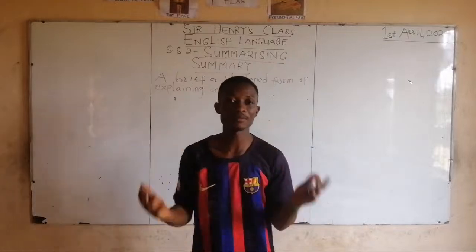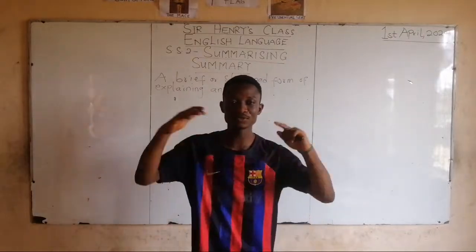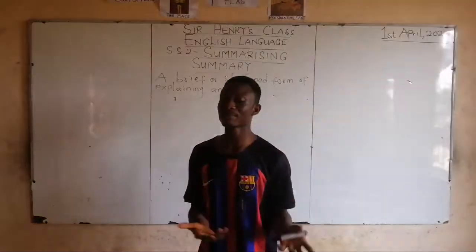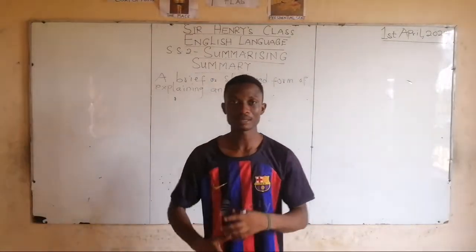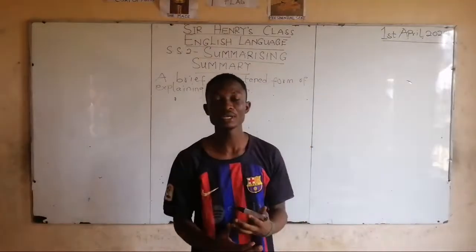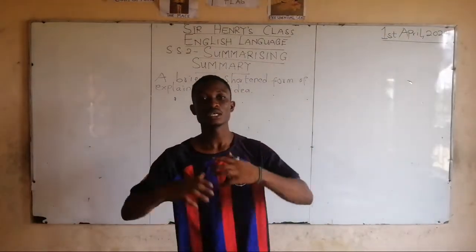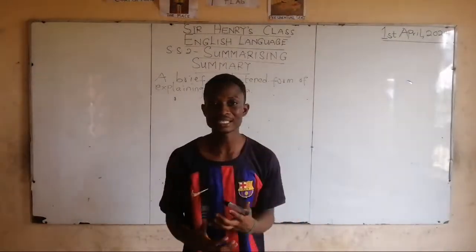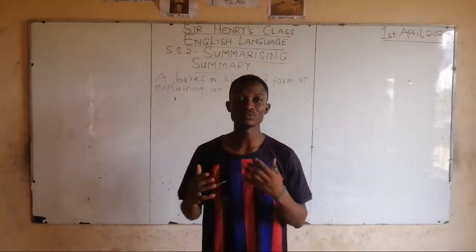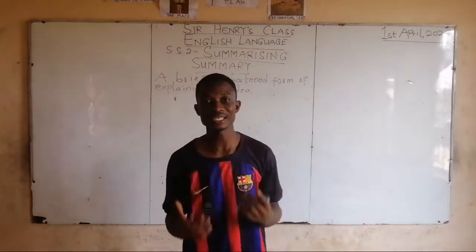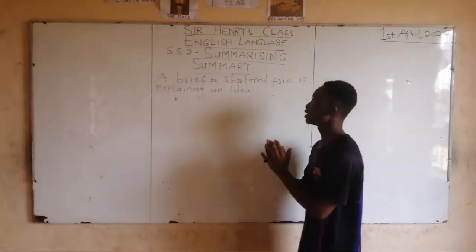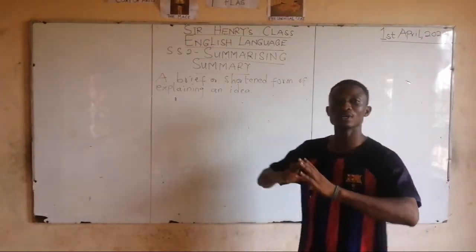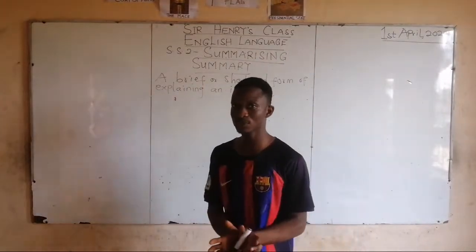Summarizing is the act of you doing it. Out of that summarizing, you get what we call a summary. Sometimes they will say, make a summary of this passage in words not less than 80, or in words not more than 80. You are going to shorten or make a brief form of the whole context given to you.